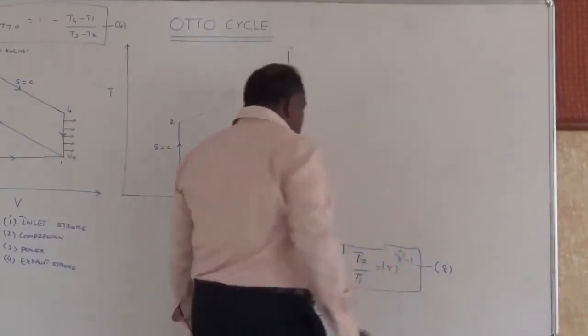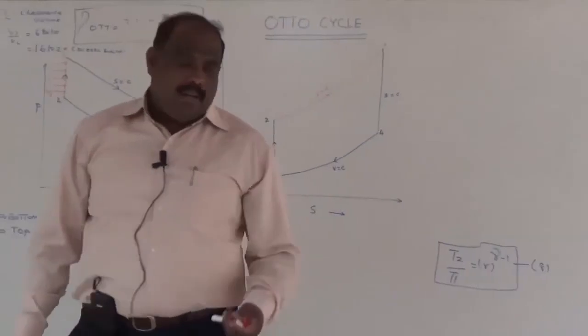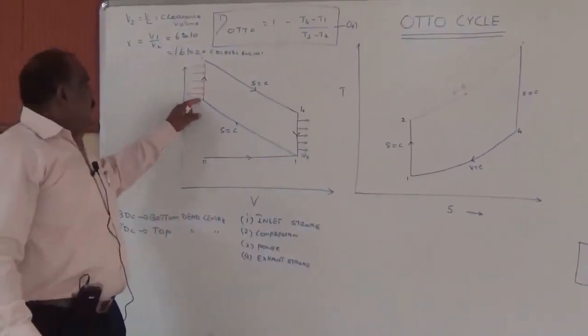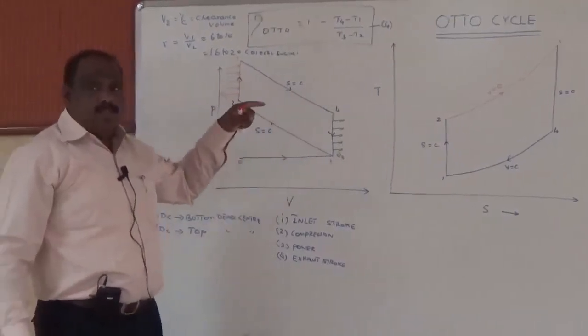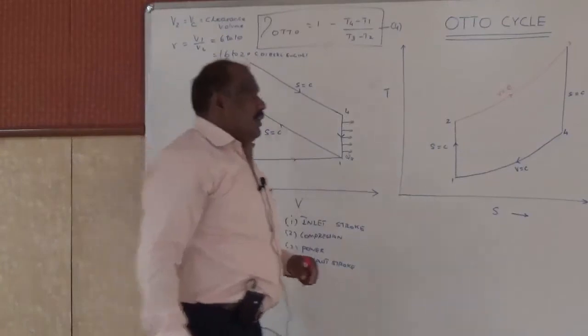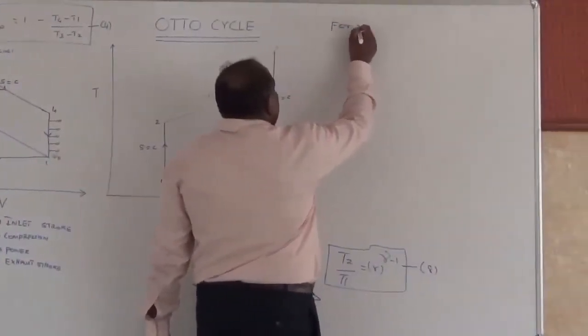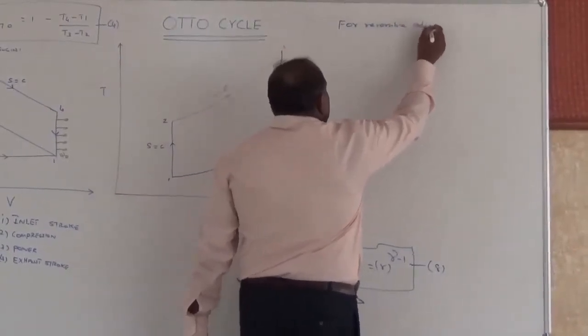So we have found a relationship between T2 by T1 in terms of R and gamma. Similarly, now the process 1 to 2 is compression. The same process is happening from 3 to 4, but instead of compression we have expansion. So this is also isentropic in nature, which is nothing but reversible adiabatic.